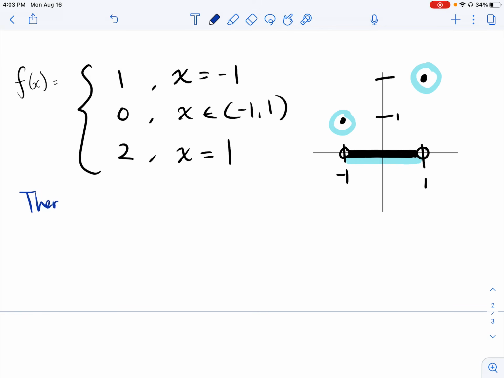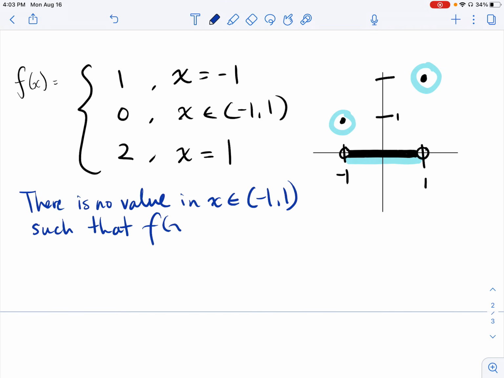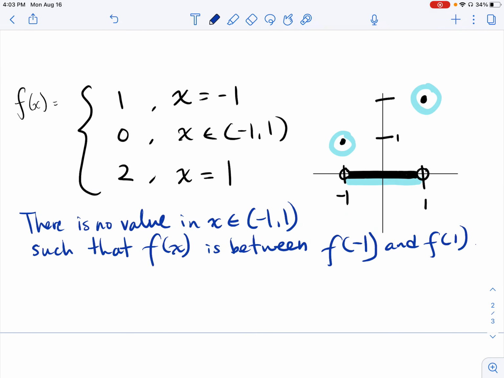There is no value in this interval such that f of x is between f of -1 and f of 1. So just something to think about whenever you're asking yourself why indeed there would have to be a closed interval for IVT to work.